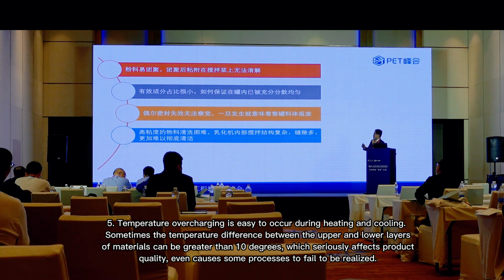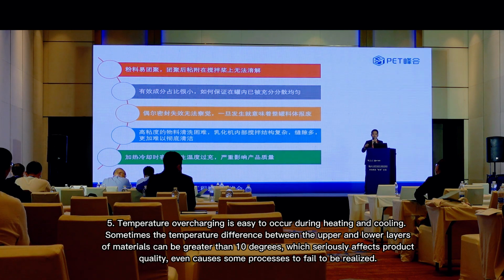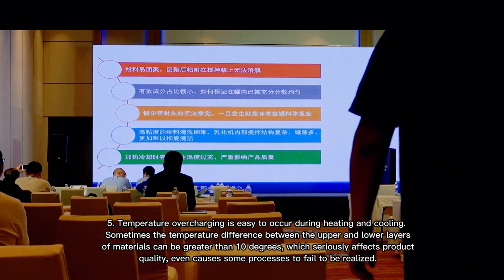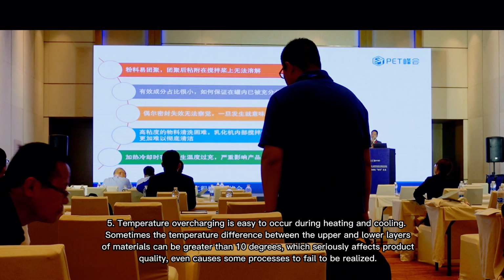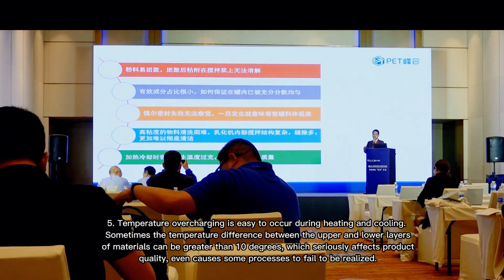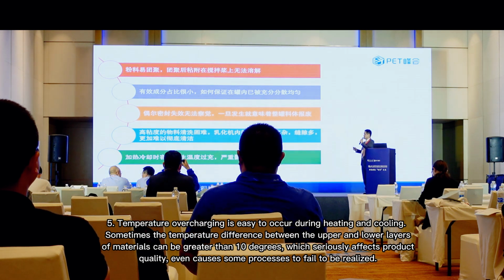5. Temperature overshooting is easy to occur during heating and cooling. Sometimes the temperature difference between the upper and lower layers of materials can be greater than 10 degrees, which seriously affects product quality, and even causes some processes to fail to be realized.